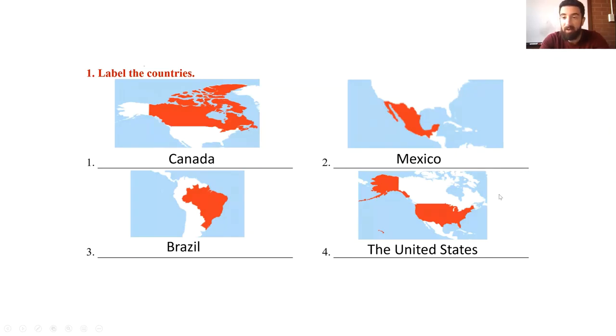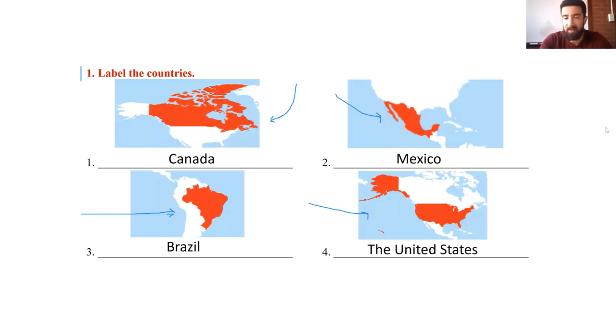Number one, label the countries. Número uno, marcar los países. La primera es Canada. The second one is Mexico. It's en el sur de los Estados Unidos. It's in the south of the United States. The third one is the big country in South America, el país grande en Sudamérica, Brazil. And the fourth one is the United States, los Estados Unidos.